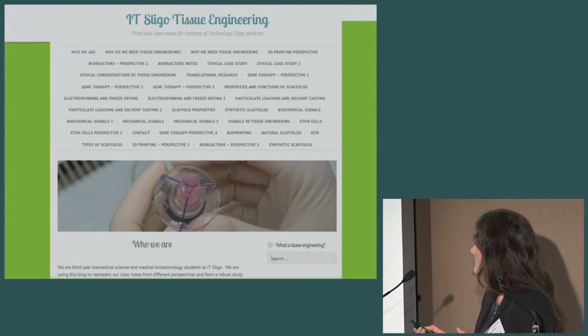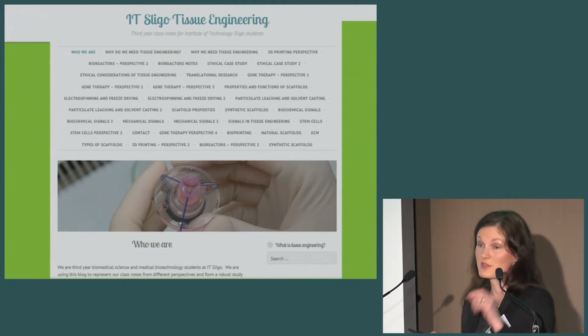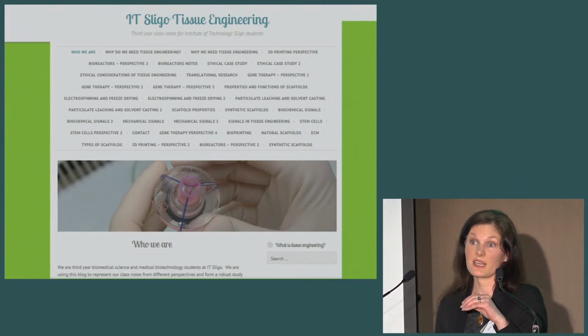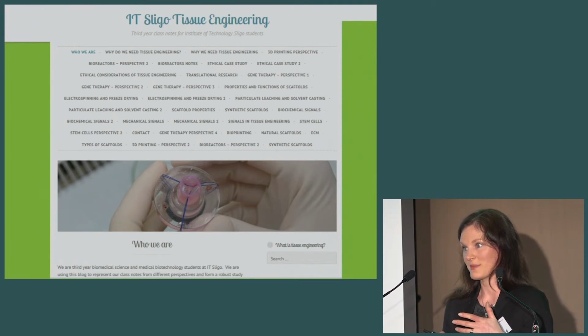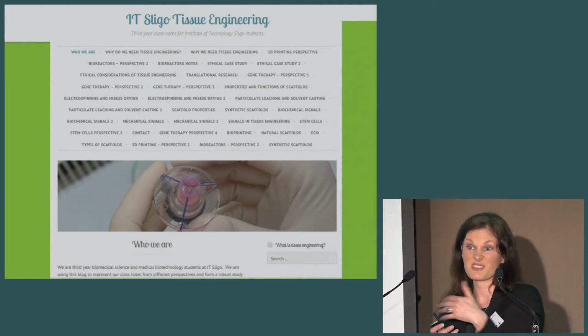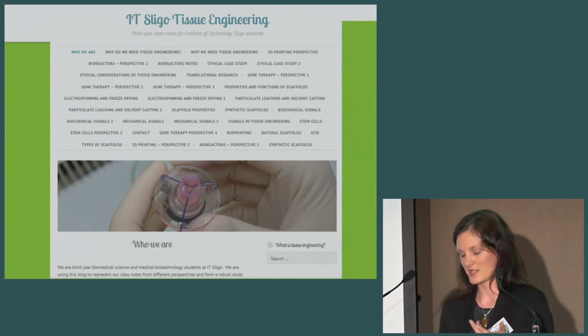So you can see here there's gene therapy perspective 1, perspective 2, and perspective 3. So that's where 3 students would have written a blog on the same topic. So what they had coming up to the exam then was a study guide, but not only one set of notes for each topic. They had 3 sets of notes, 3 sets of representations for each topic. So it really worked well. I really liked this entry.